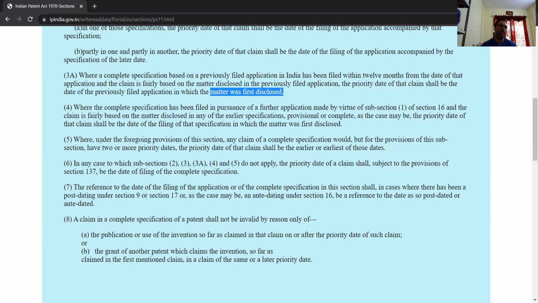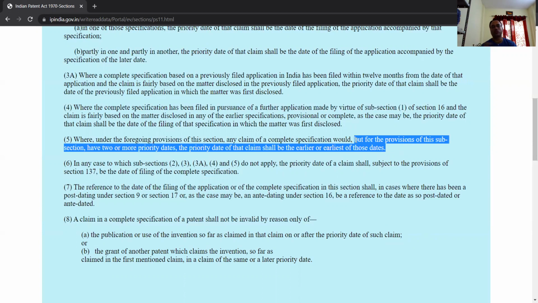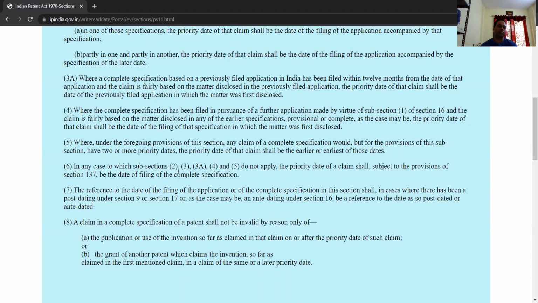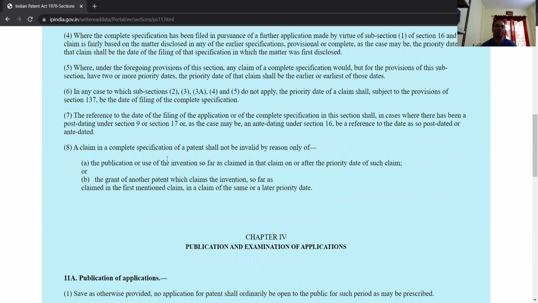Subsection 5: where under the foregoing provisions of this section, any claim of a complete specification would, but for the provision of this subsection, have two or more priority dates, the priority date of that claim shall be the earlier or earliest of those. So if for any reason a claim has two or more priority dates, the priority date will be the earliest of those dates. So this is good for us, right? The earliest one would be considered.